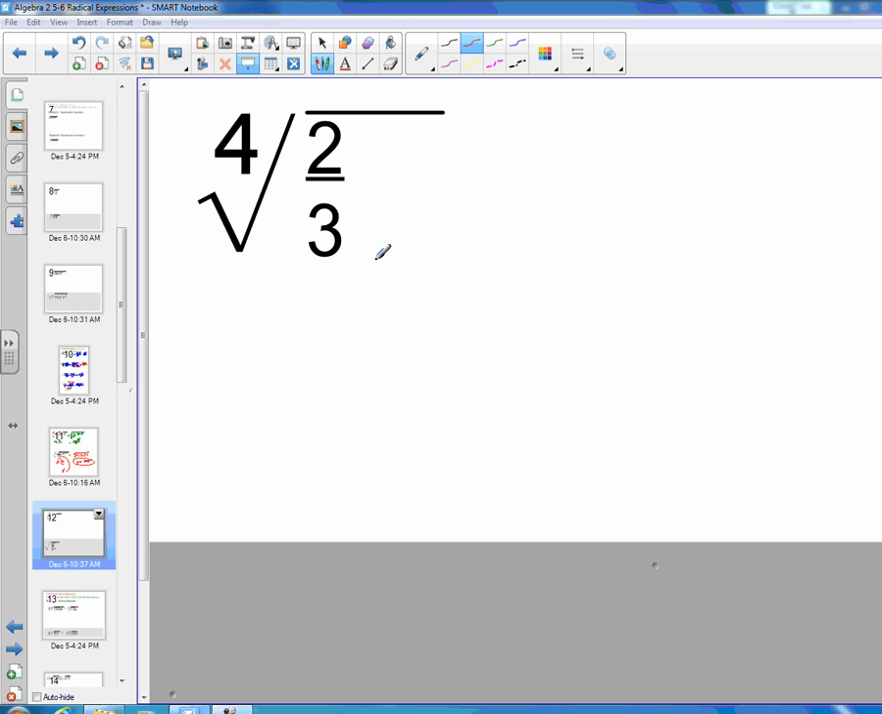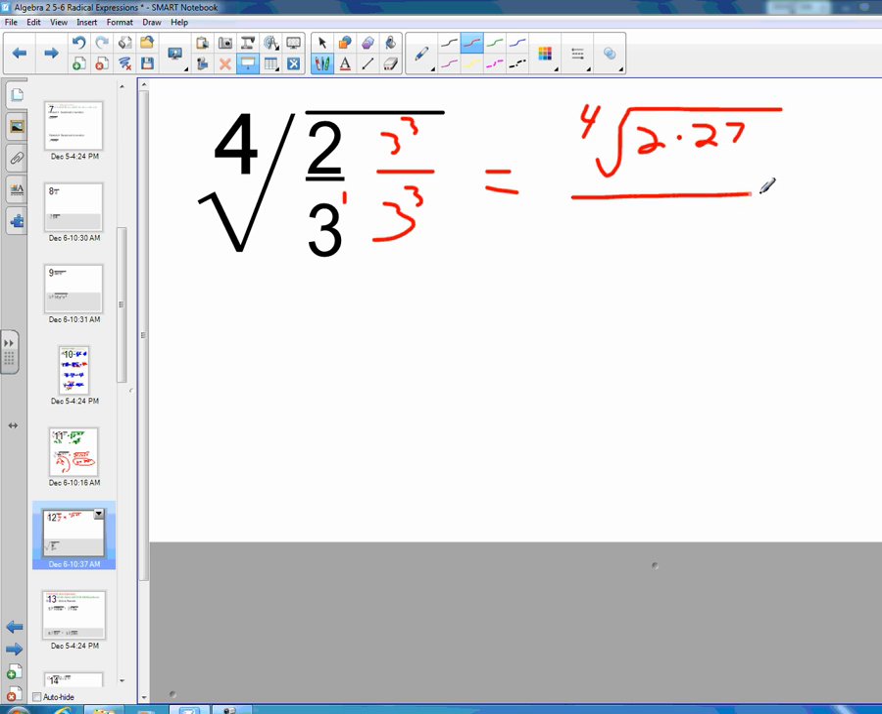So I've got a fourth root here, and I've got a 3 on the bottom. I have 3 to the first. I need to get to 3 to the fourth, so I need 3 more 3's. So I have to multiply top and bottom by 3 more 3's, all under the radical of fourth root. So that's going to be a fourth root with a 2 on the top, times 3 cubed, which is 27. 3 times 3 is 9, times 3 more is 27, over the fourth root of 3 to the fourth.